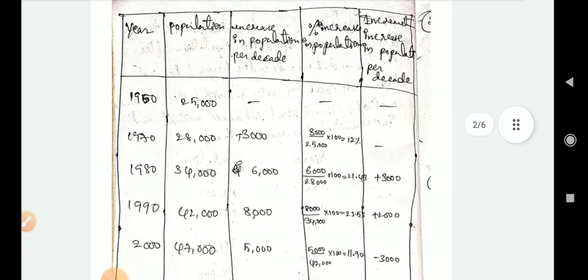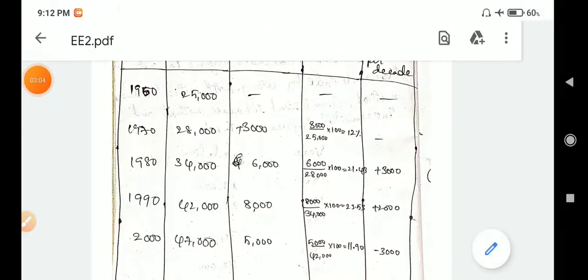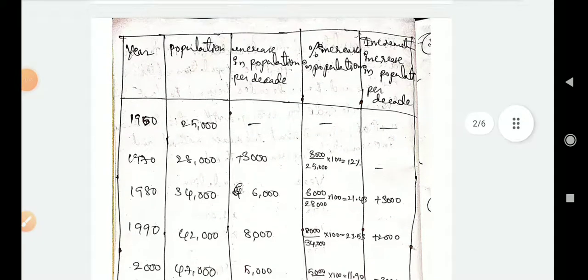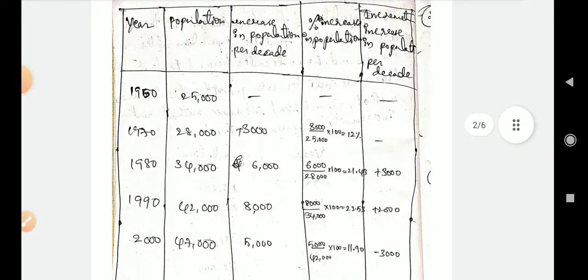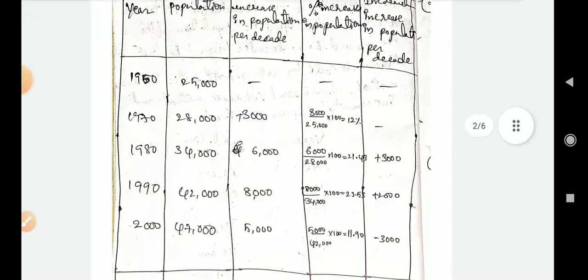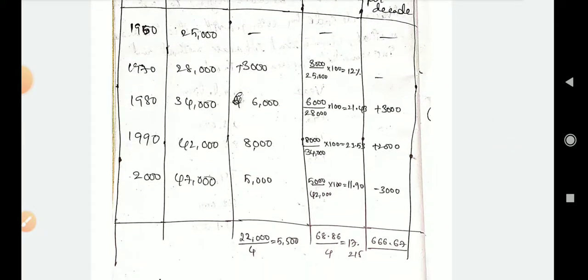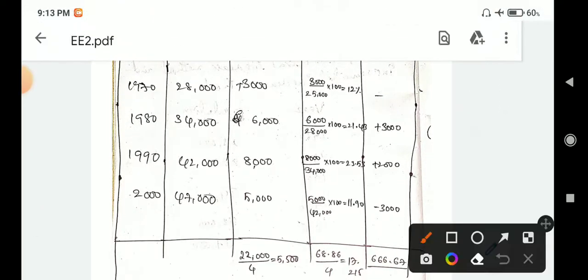Please observe the table: year, population, increase in population per decade, percentage increase in population, incremental increase in population per decade. First, 28,000 minus 25,000 equals 3,000. 34,000 minus 28,000 is 6,000, 42,000 minus 34,000 is 8,000, 47,000 minus 42,000 is 5,000. These are the increases in population from decade to decade.